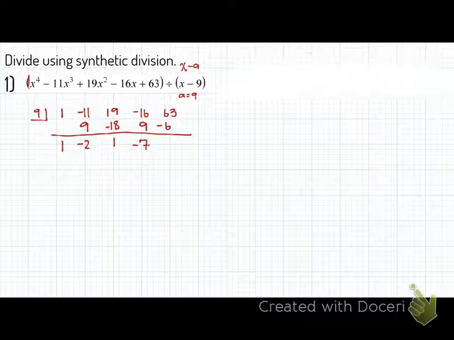Negative 63. And then I get 63 plus negative 63 is 0. This last number would be your remainder. Since there's 0 as our remainder, that means there is no remainder, okay? Then you would write your final answer.